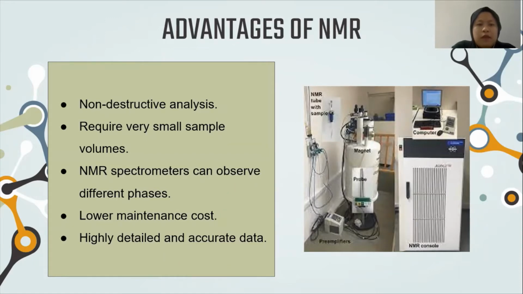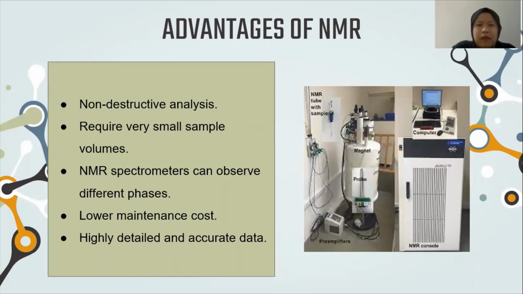And then NMR spectrometers can observe different phases. It means that the NMR spectrometer is capable of observing both solids and liquids, compared to other instruments that are limited to only one type. And then NMR has lower maintenance cost and highly detailed and accurate data. By triggering an energy transfer between an external magnetic field emitted by the spectrometer and electromagnetic signals generated by nuclei, we can access a treasure trove of data.